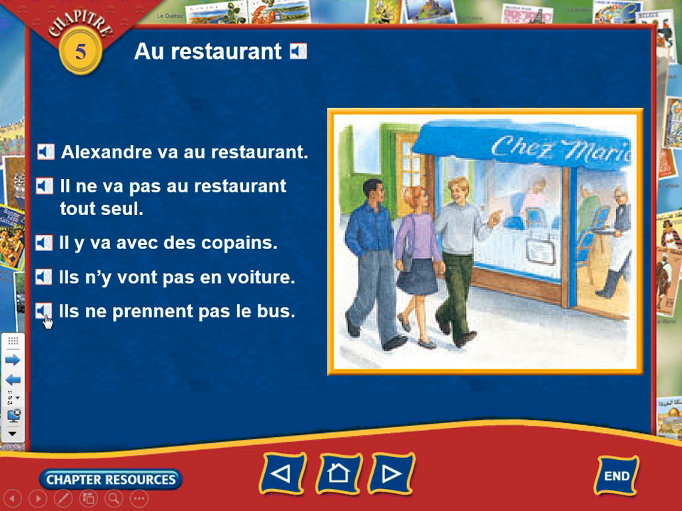Ils ne prennent pas le bus. They don't take the bus. This is another new verb in this chapter. Lots and lots of new verbs in this chapter. Prendre means to take. They don't take the bus. Ils y vont à pied. They go there on foot. Okay, in other words, they're walking. They go there on foot.